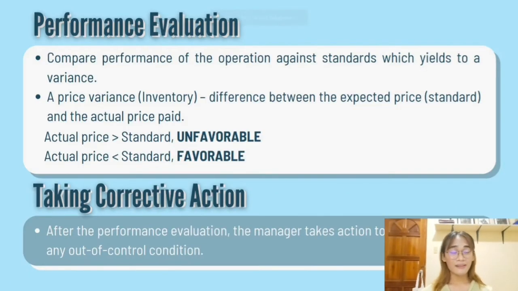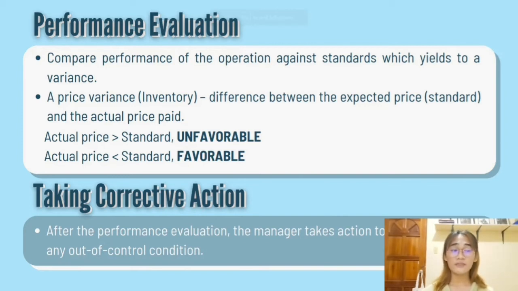The second element is the performance evaluation, which compares the performance of the operation in question against the standards, and the difference will be called the variance. So for example, sa inventory, may tinatawag tayong price variance, which I think familiar naman na tayo dito since na-encounter na natin siya sa cost accounting and strategic cost management.